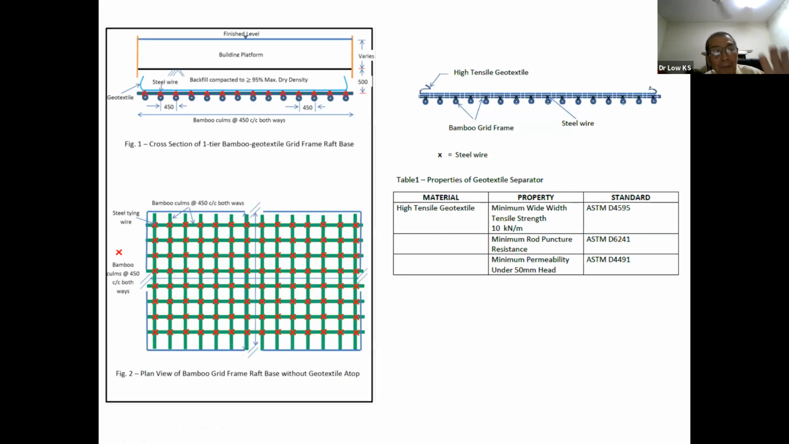So this is how the look in plan view. In plan view, then we tie the bamboo together in the form and grid form. And then when the load coming from above is not heavy, we will resort to this so-called non-woven geotextile, which is cheaper, right? But if the load coming from above is great, say for example like 8 meter embankment and so on, then we tend to use a high tensile, the woven geotextile to contribute some tensile strength to the bamboo system, right?